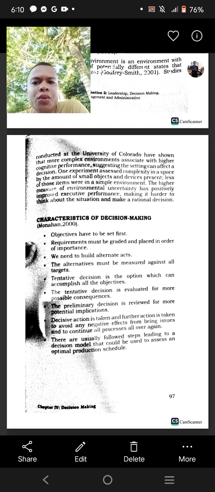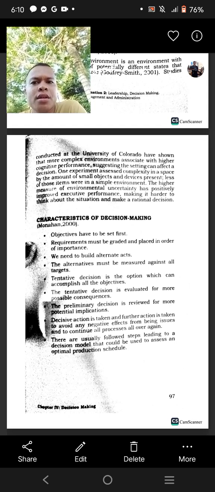Tentative decision is the option which can accomplish all objectives.